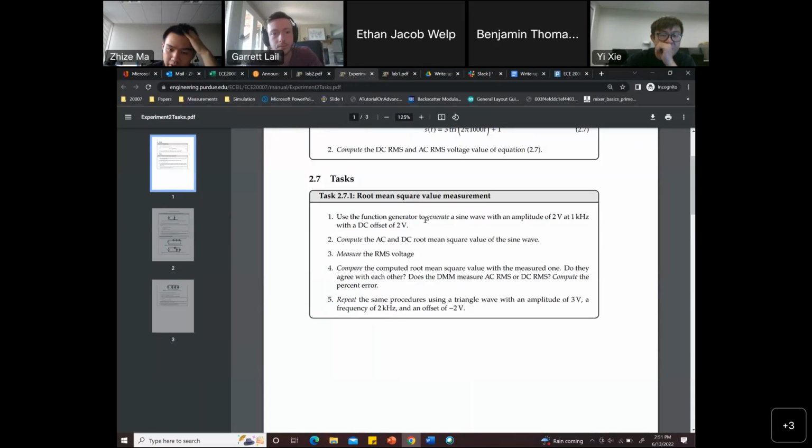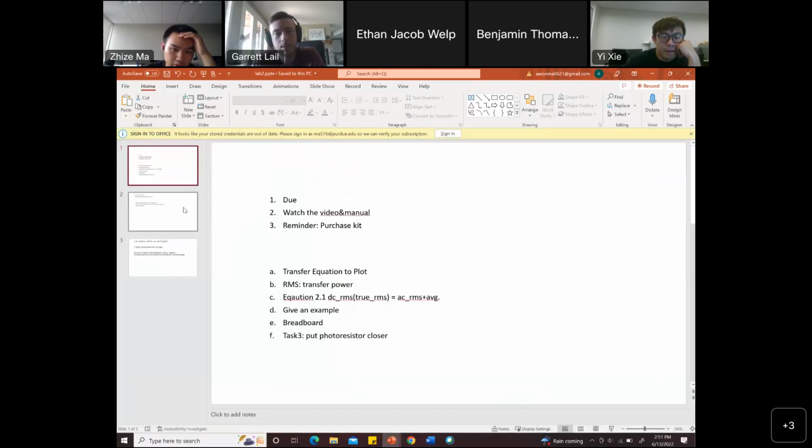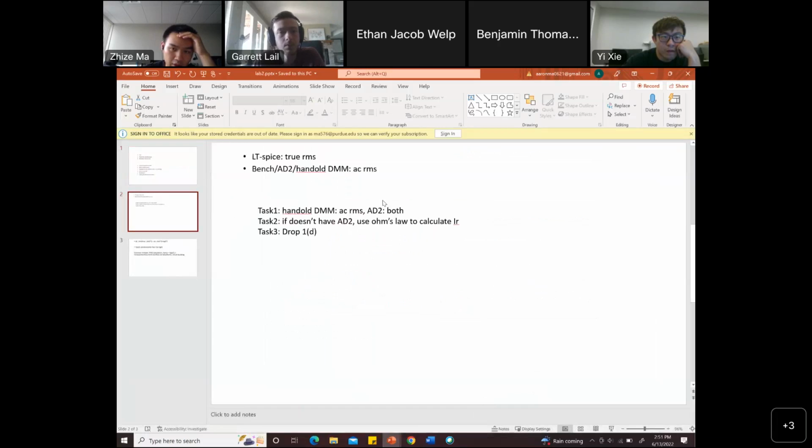For the first task, it is pretty simple. They are going to use the function generator in AD2 to generate two waves, one sine wave and one triangle wave, and then measure them with a DMM or the DMM in AD2. If they have the handheld DMM, they are going to measure AC RMS. If they have AD2, it will give both values, the AC RMS and also the DC RMS.